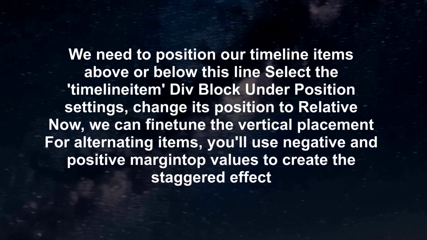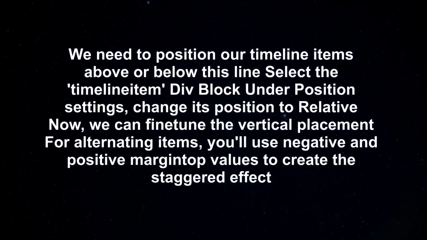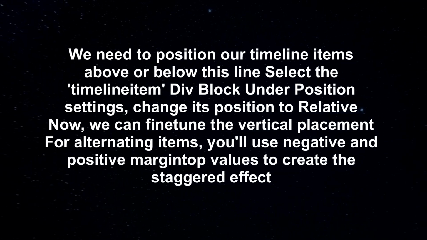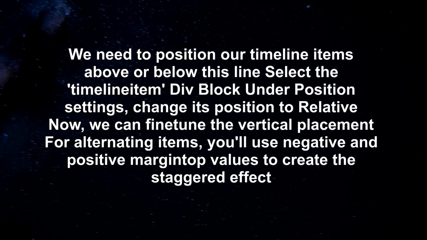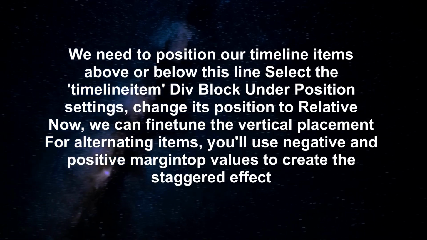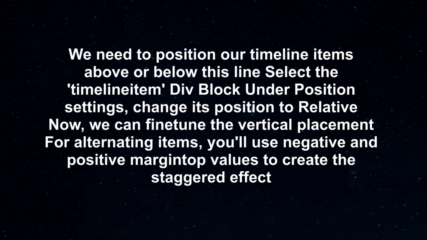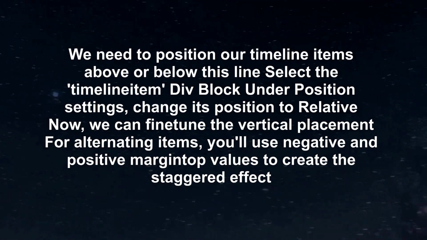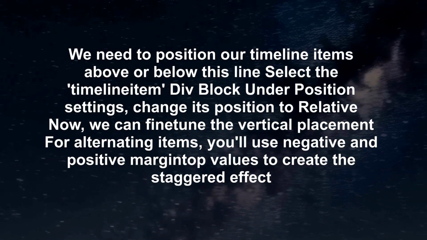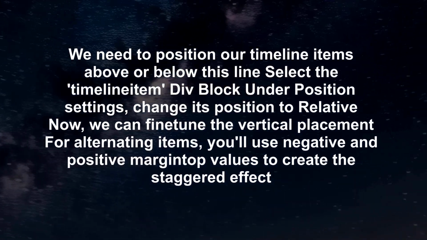We need to position our timeline items above or below this line. Select the Timeline Item div block under Position Settings. Change its position to relative now. We can fine-tune the vertical placement for alternating items. You'll use negative and positive margin top values to create the staggered effect.